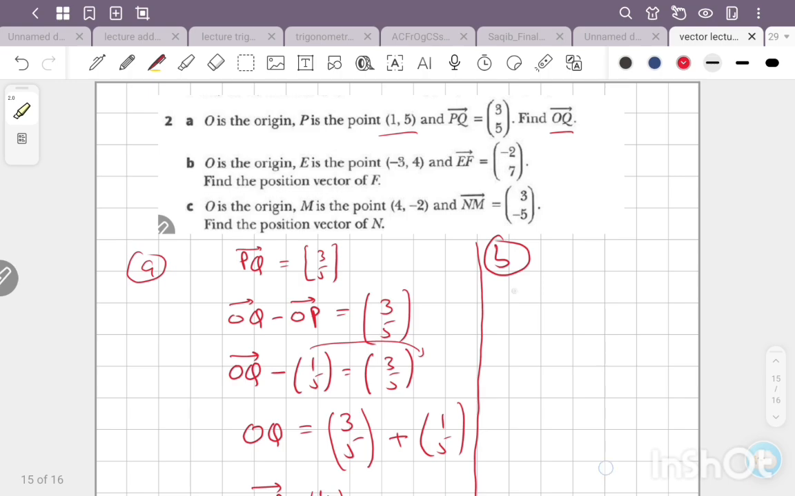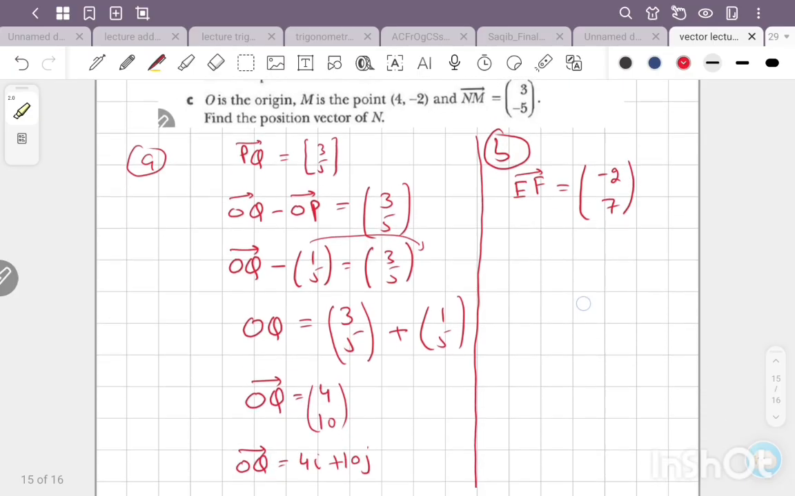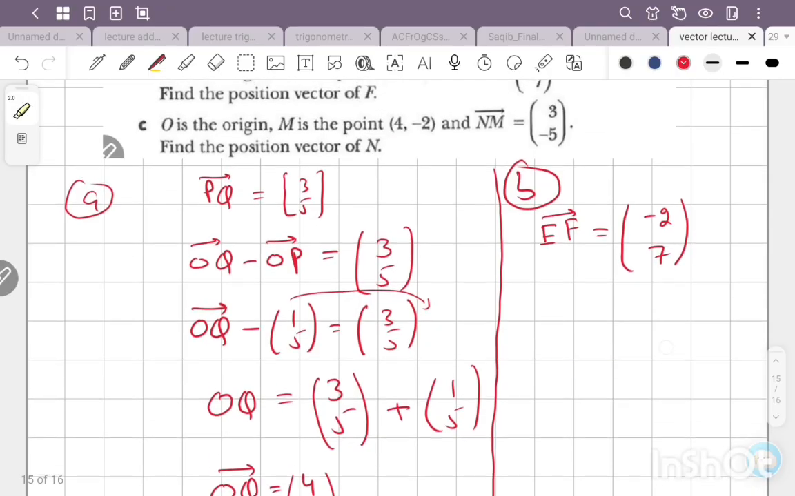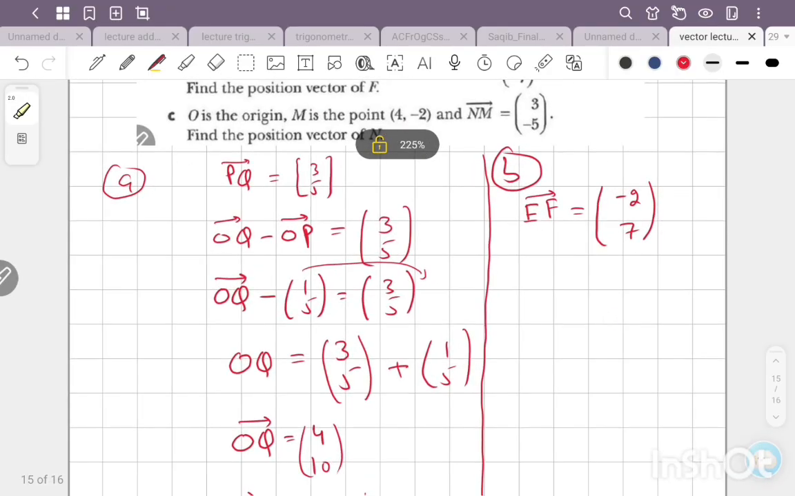So EF is equal to minus 2 and 7. Okay, now further move, we will have to write it into this form: OF minus OE equal to minus 2 and 7.